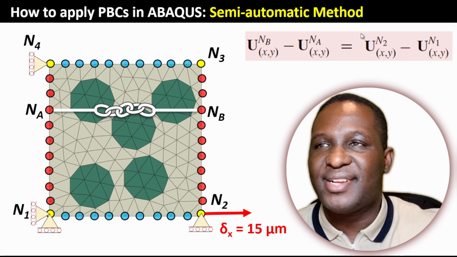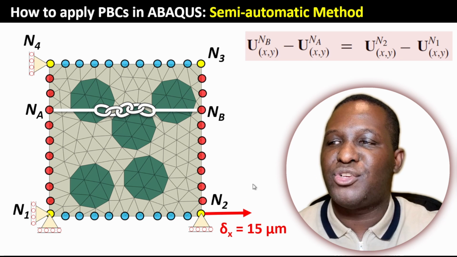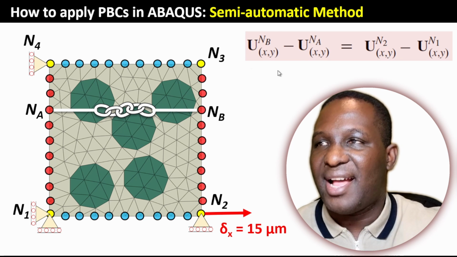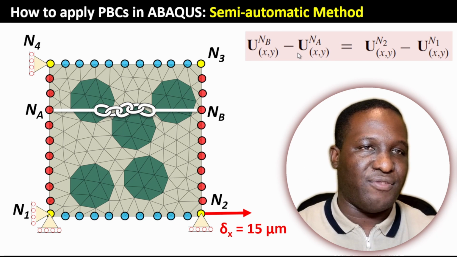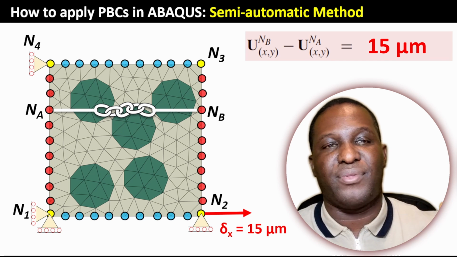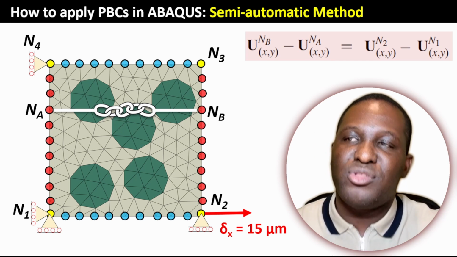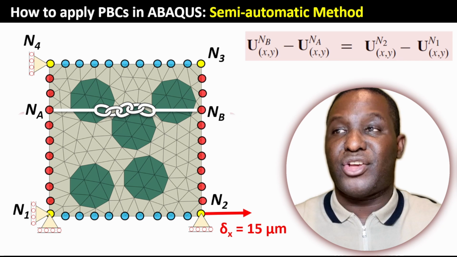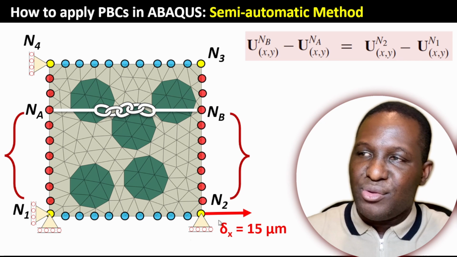What that means is that this value should be equal to 15 microns, and that means this other value should also be equal to 15 microns. So this is the principle of periodic boundary condition. That's what is going to happen here. Now, we want to convert it into a canonical equation. So basically, these two need to be tied.